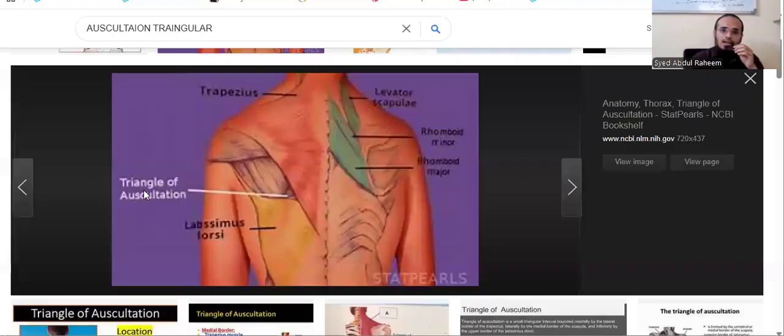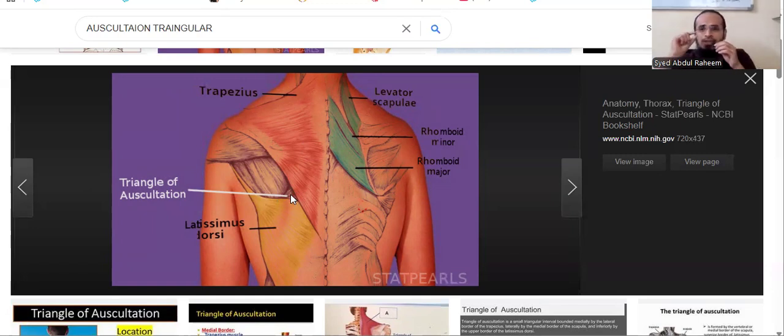This is called the triangle of auscultation. There are muscles here: the trapezius, deltoid, latissimus dorsi, and other muscles. This is the area where there is some space, so you can directly hear the sound of the lungs. It is a very clear sound. You have to practice this. This is the triangular area.